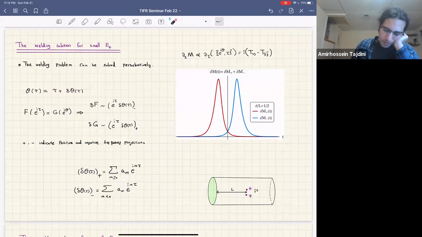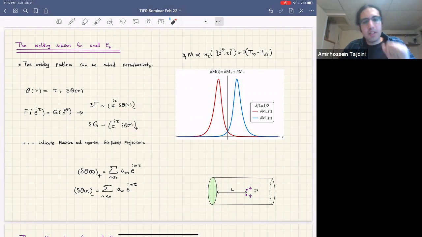The details here are not super important. What's important is it can be solved, and in general, given delta theta of tau, the maps delta F and delta G depend on delta theta of tau. And in general, they also have some projections into positive and negative modes. It's just because F and G are holomorphic in different domains. One is holomorphic inside, the other one is holomorphic outside. So you will also get some projections to just pick the analytic piece of, for example, your delta theta of tau. So that's basically what happens.